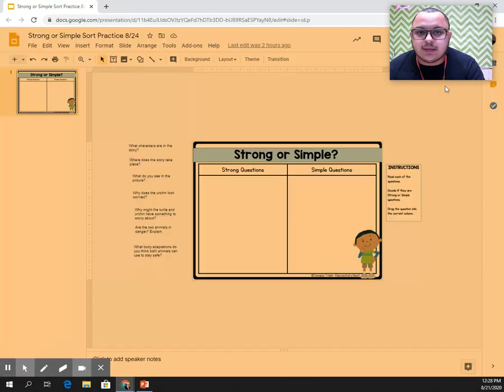Actually, let's do this together. We're going to do this one together, and then you guys will have a chance to practice on your own. So what I'm going to do is we need to read all of these questions here over on the side, and we need to drag these to tell whether they're strong or simple questions. And the instructions are here if you forget. It says read each of the questions, decide if they are strong or simple, drag the questions to their correct column.